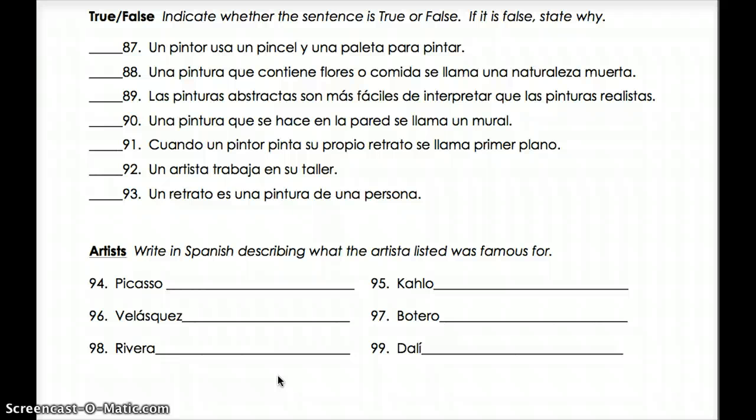Una artista trabaja en su taller. An artist works in their workshop. Cierto. Un retrato es una pintura de una persona. A portrait is a painting of a person. That's true. Cierto. Okay. Write in Spanish describing what artist listed was famous for.